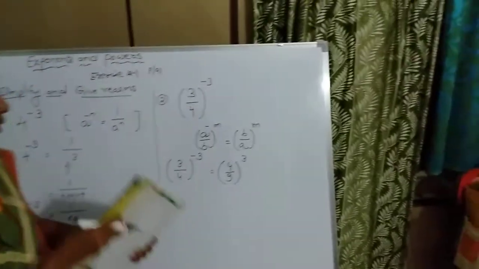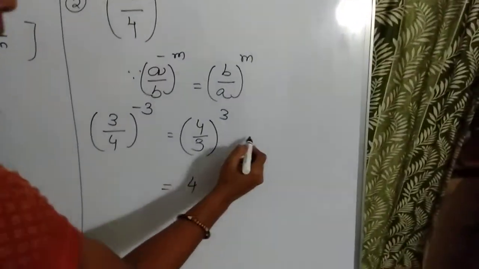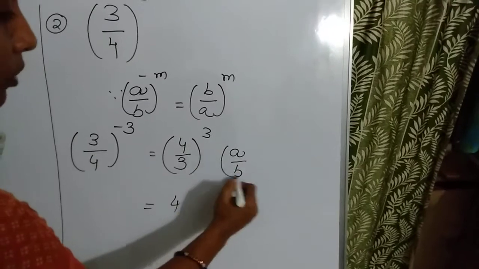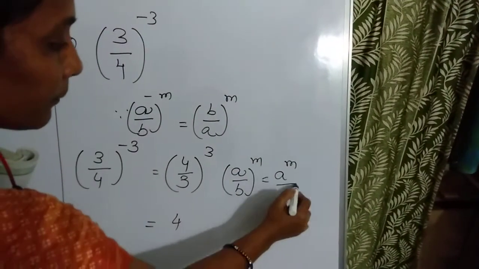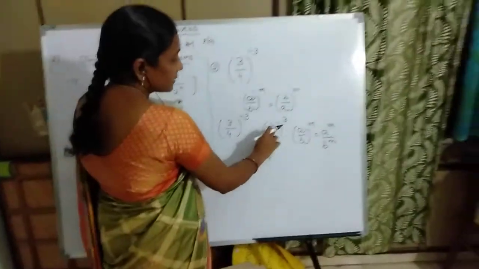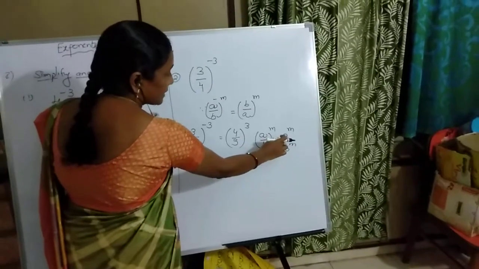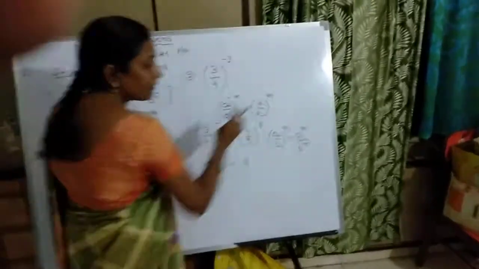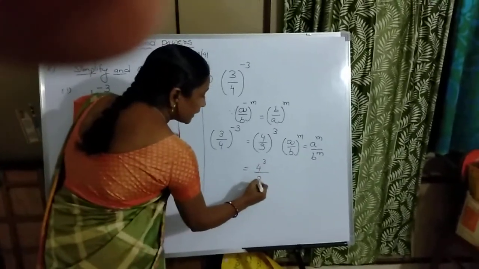So (4/3) to the power 3, we can simplify in this problem by using the formula (a/b) to the power m is equal to a to the power m by b to the power m. By using this formula, it can be expressed as a to the power m by b to the power m. So 4 power 3 by 3 power 3.